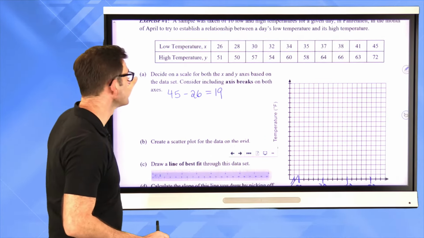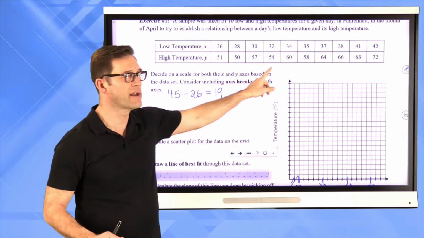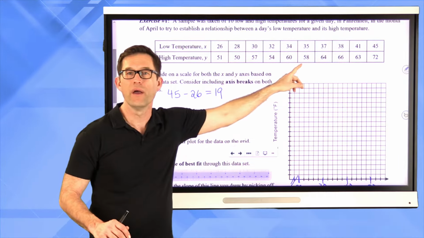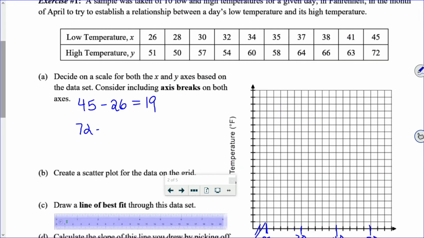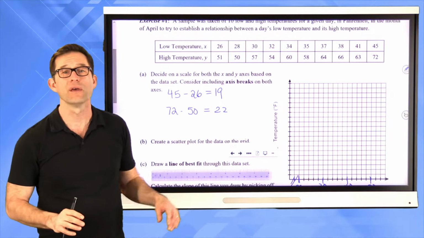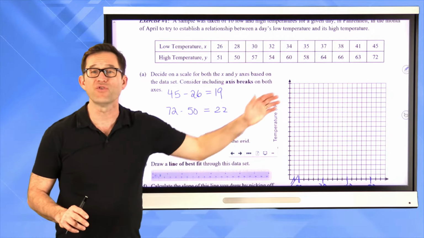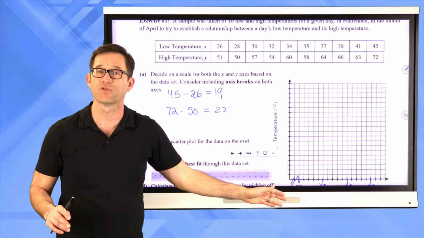Same kind of analysis for the high temperatures. The highest high temperature is that 72. The lowest high temperature is that 50. So my range in high temperatures is 22. And now I really have my hand forced. In other words, there is no way to fit 22 on here because I only have 20, right?